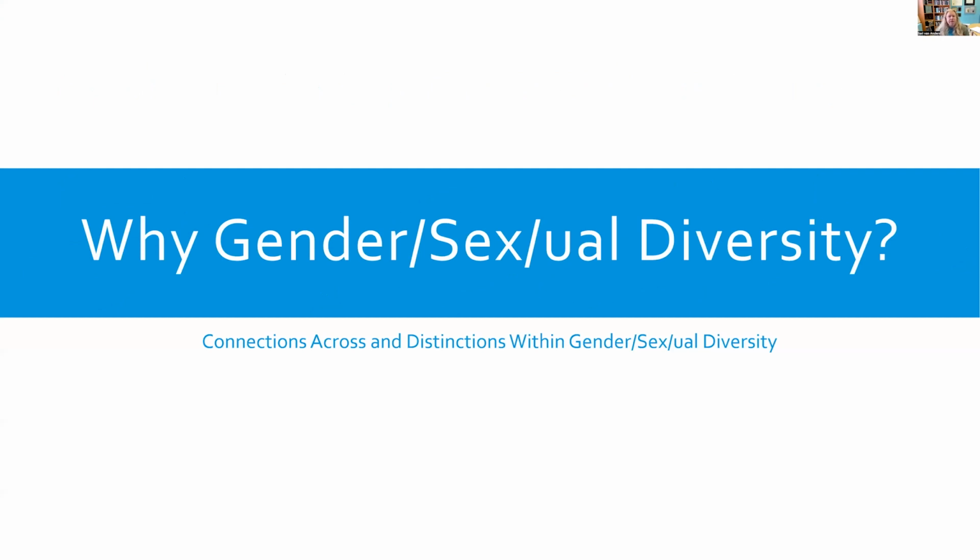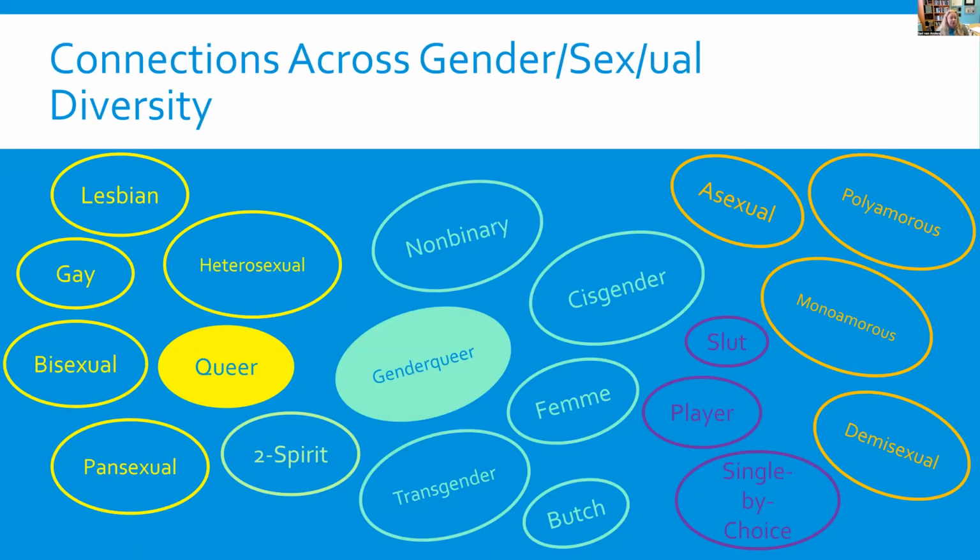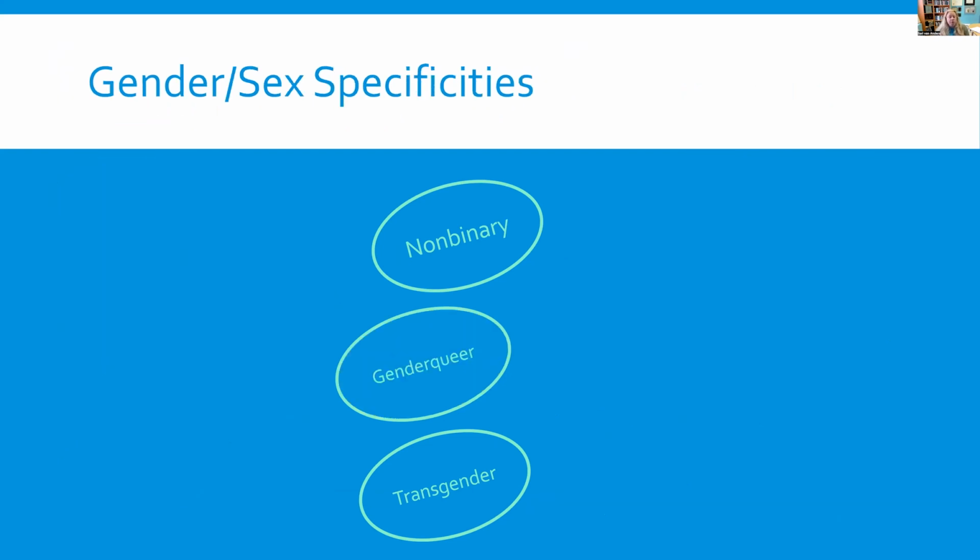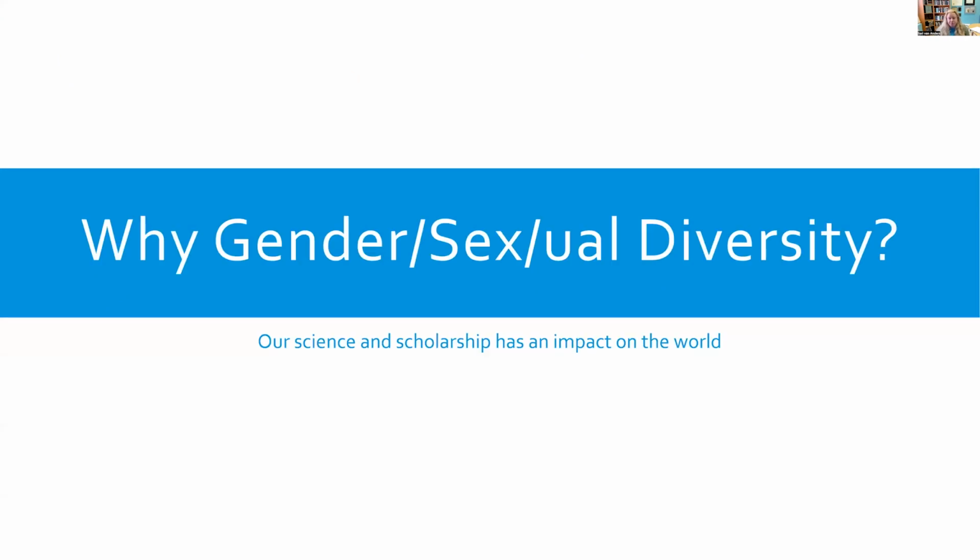We also can be interested in gender, sex, and sexual diversity for thinking about connections across and distinctions within gender, sex, and sexual diversity. For example, what are connections or shared experiences between people who are queer or genderqueer and people who are both? What about people who are non-binary, genderqueer, and or transgender? What about people who would use one of those identity terms, but not all of them? What are some distinct experiences people have? And what are some commonalities?